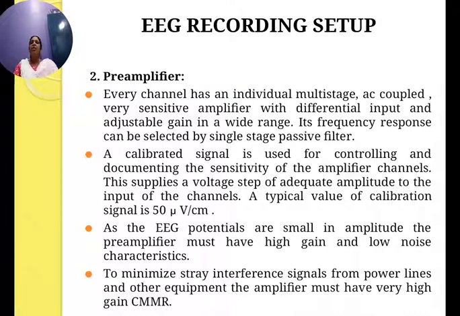As the EEG potentials are small in amplitude, the preamplifier must have very high gain and high CMRR, that is, low noise characteristics. To minimize stray interference signals from power lines and other equipment, the amplifier must have a very high CMRR, that is common mode rejection ratio.